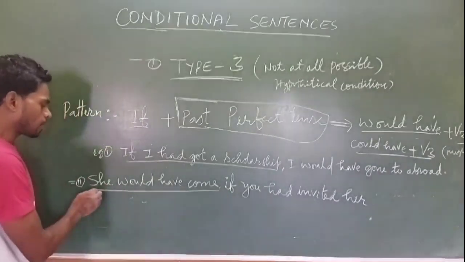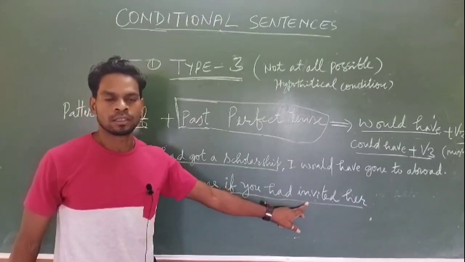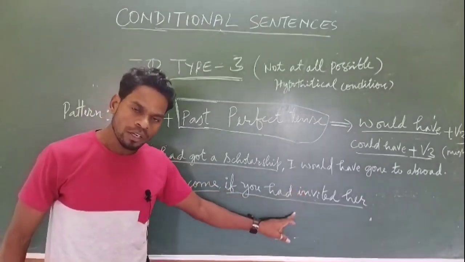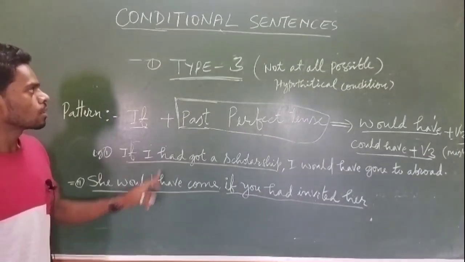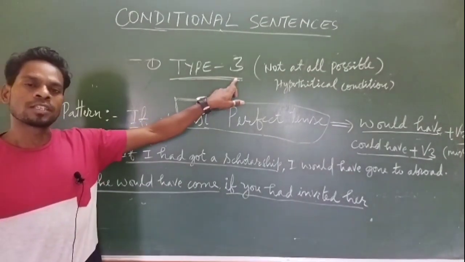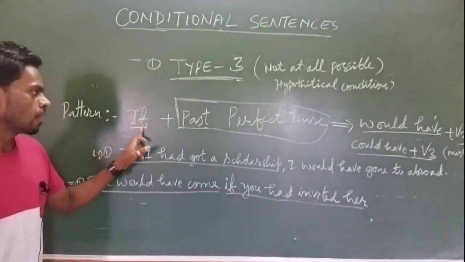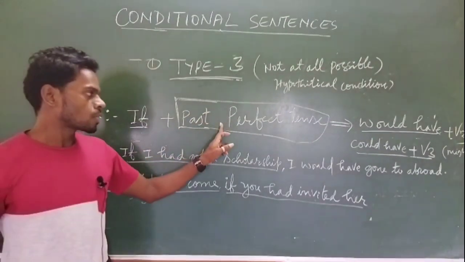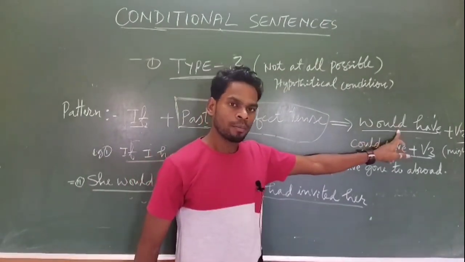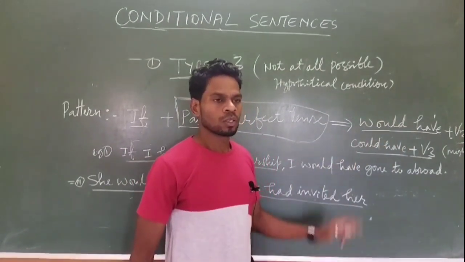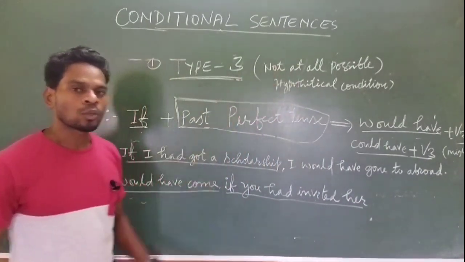She would have come if you had invited her. Since you did not invite her, she did not come. So this is a type 3 conditional sentence. So remember here, the pattern is if, then past perfect tense, and this side would have plus V3. So this is a hypothetical conditional sentence which is not at all possible.